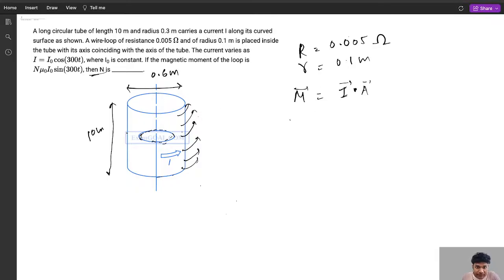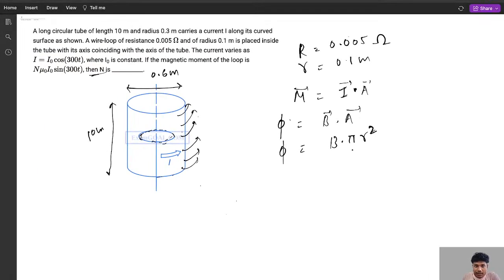So first we have to find the current through this small loop. For that we have to find the change in the magnetic flux, that is flux equal to B dot A. Do you understand this? That is, flux is equal to B into pi small r square. From here we first have to find B.